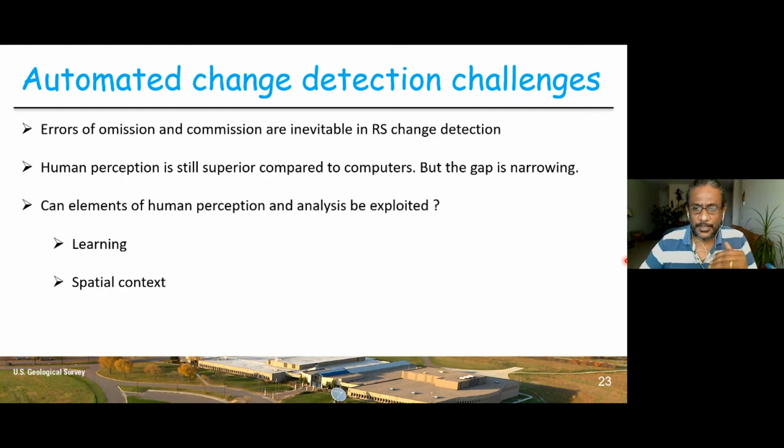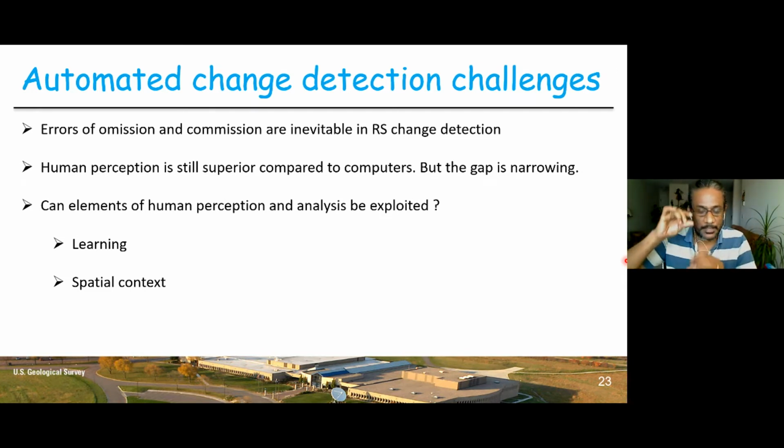So for the rest of the talk, I'm going to talk about how the two big things which I feel make human perception a little superior when it comes to image interpretation can be exploited for our purposes. One is definitely learning. We humans can adaptively learn and change to changing situations, so we are not hard-coded or fixed. The other one is more of a vision problem, which is spatial context.